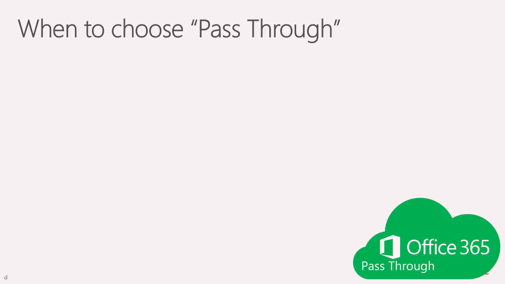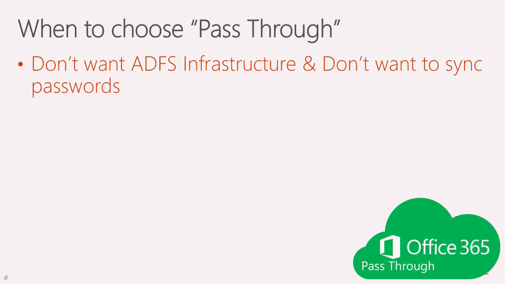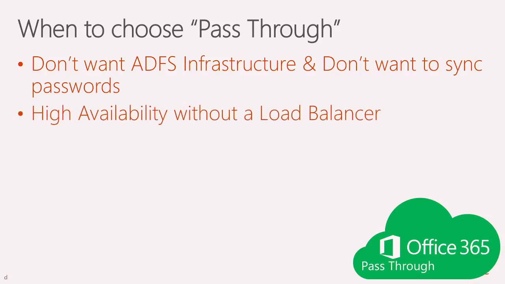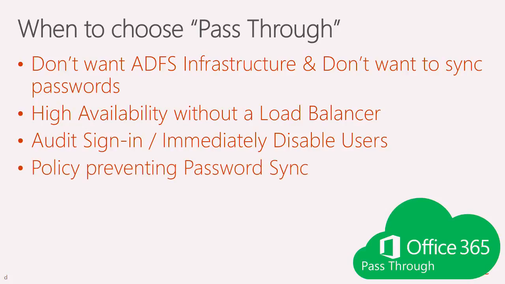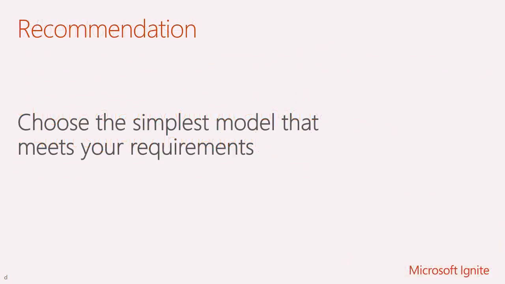When to choose pass-through authentication? If you don't want to have ADFS infrastructure in your data center and you don't want to synchronize passwords, this is a great option. If you want to do high availability, but you don't want to have a load balancer. If you want to have audit, sign-in, or immediately disable users, this is going to work for you as well. And lastly, if you've got a policy preventing password sync. So if you really want all of these things, this is the model that you're going to be gravitating towards. But my approach is always choose the simplest model that meets your needs. So if you can synchronize password hashes, use the synchronized identity model. If you can't, use pass-through authentication. Those are my nice simple options.